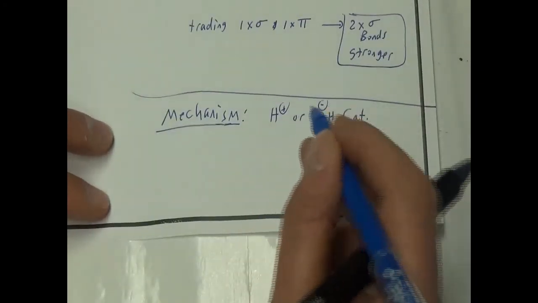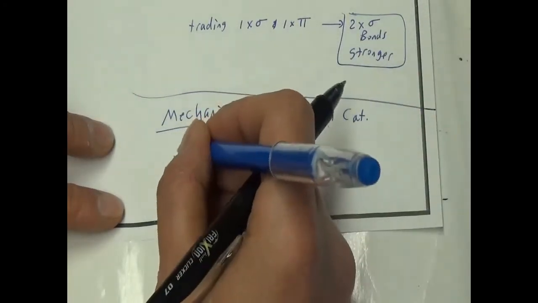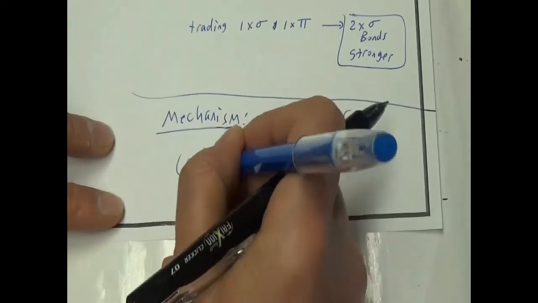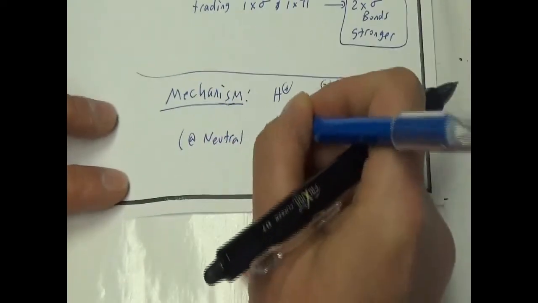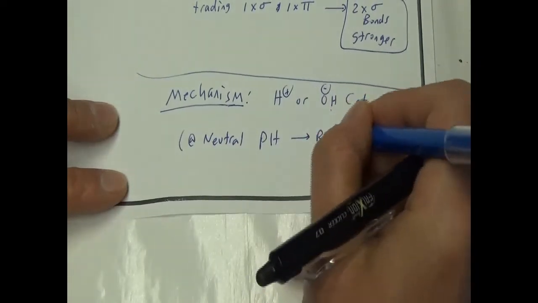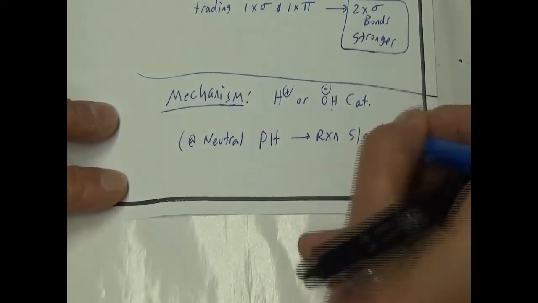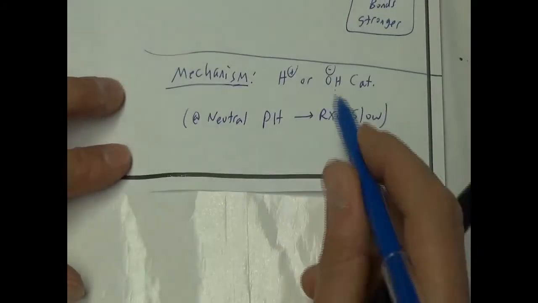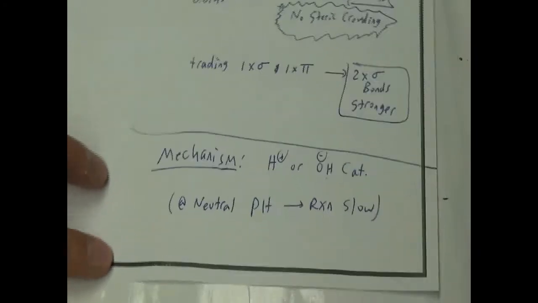If you don't have those, so if we say neutral pH, which basically means no acid, no base, it's very slow. The reaction is slow, because you need the catalyst, right? And the catalyst is caused by either acid or base.